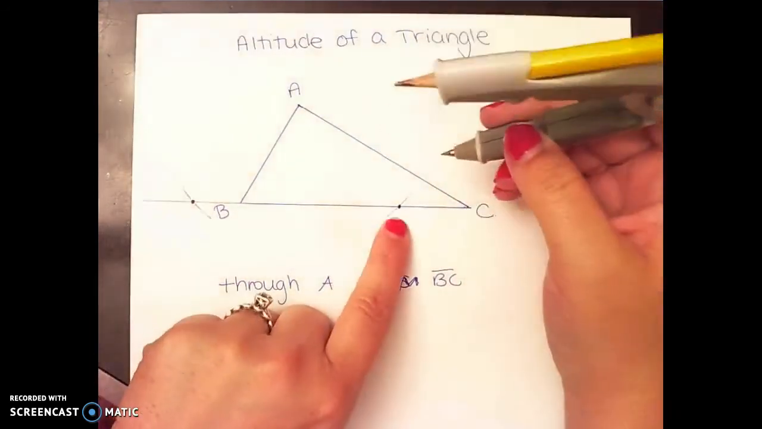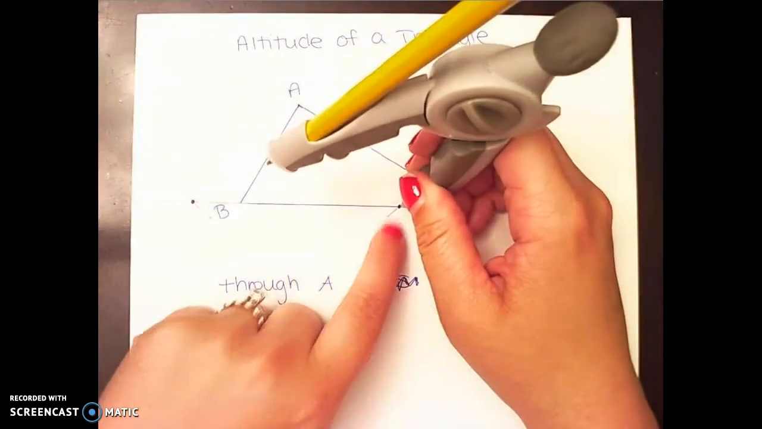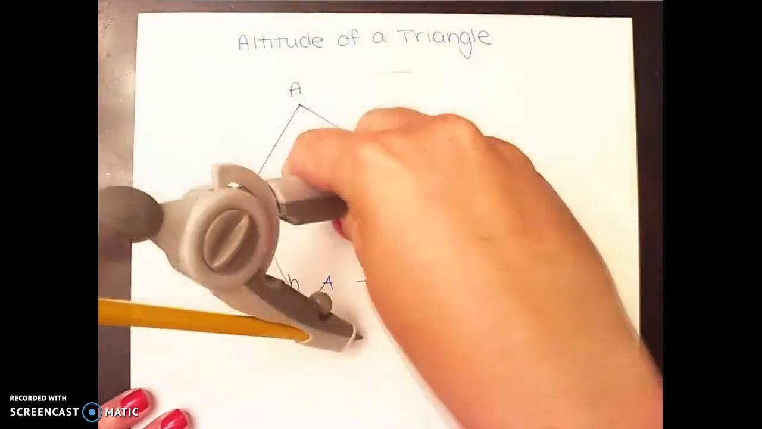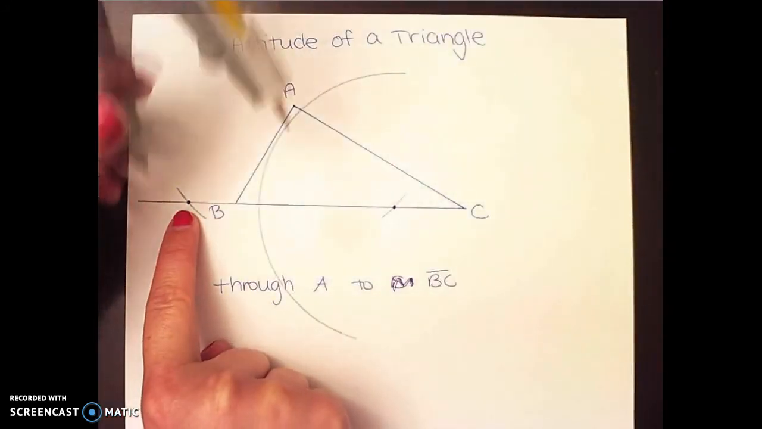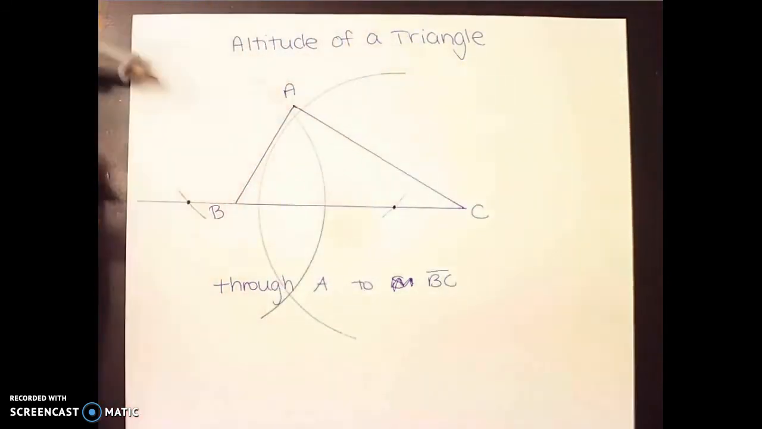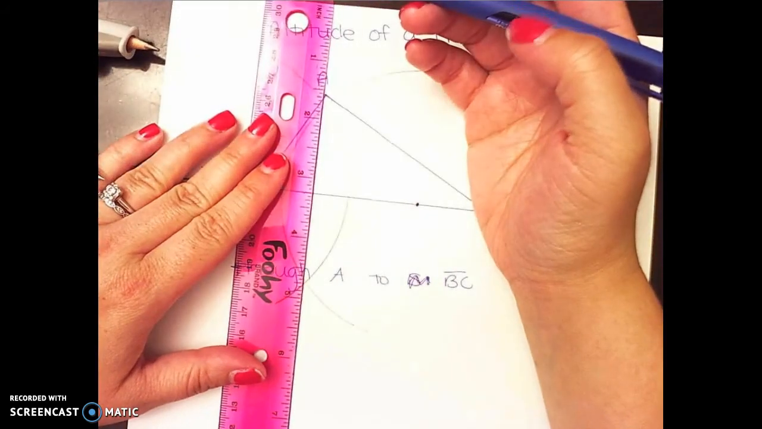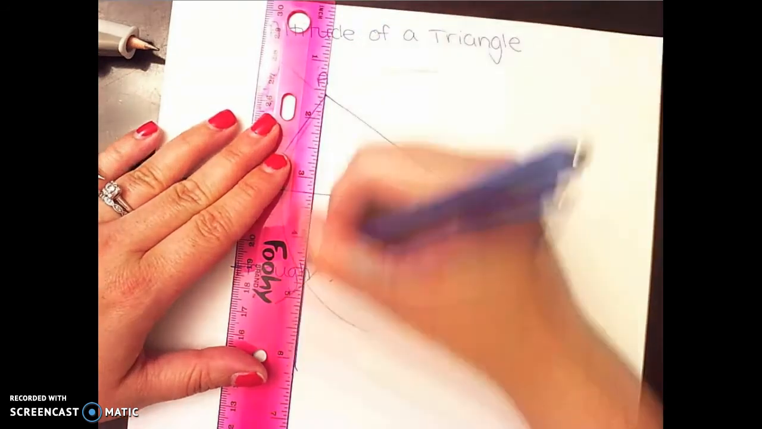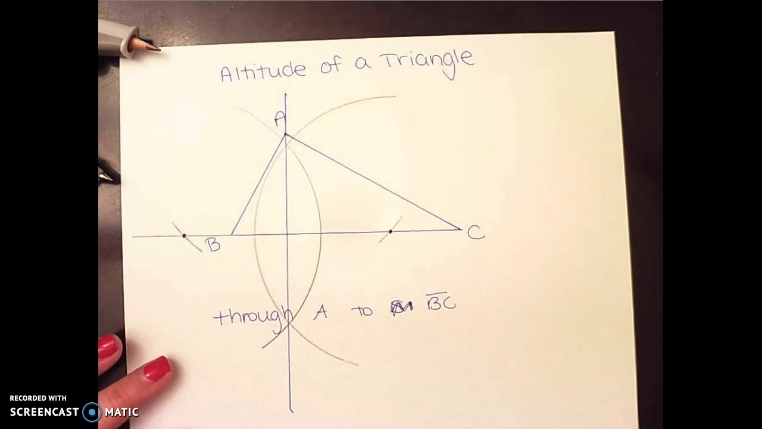So from this point here, putting my compass point there, again, my compass needs to be open more than halfway. I'm going to do the same thing, again, not from B, but from that other point that we marked. And then I'm going to draw my perpendicular bisector. And there it is. There is my altitude of triangle ABC.